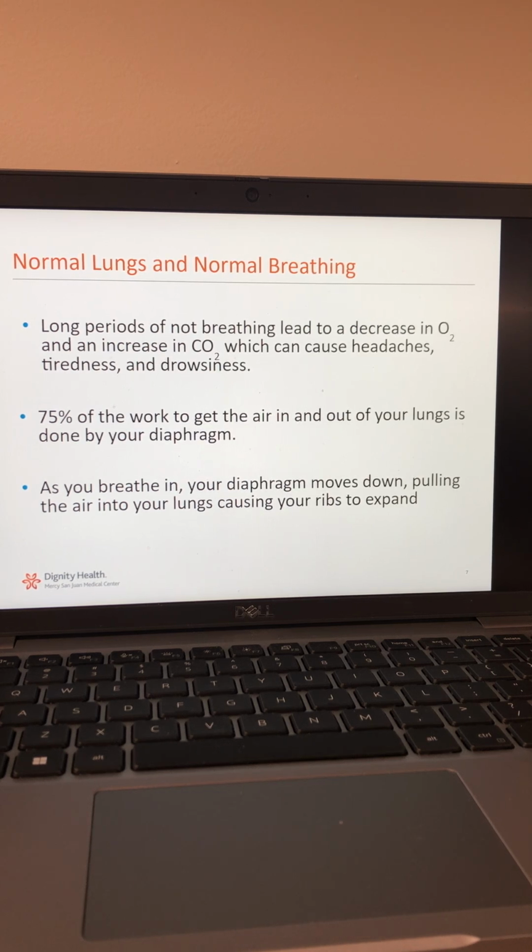Remember from the breathing retraining discussion that 75% of the work of breathing should be done by your diaphragm. And if it's weak or atrophied, you need to strengthen it. It's much easier to work with one large muscle instead of many smaller muscles. With your diaphragm, as you breathe in, your diaphragm moves down, pulling the air into your lungs, causing your ribs to expand. It also pushes your belly out when you breathe in because the diaphragm's right above the stomach, and so it pushes down and out on that.